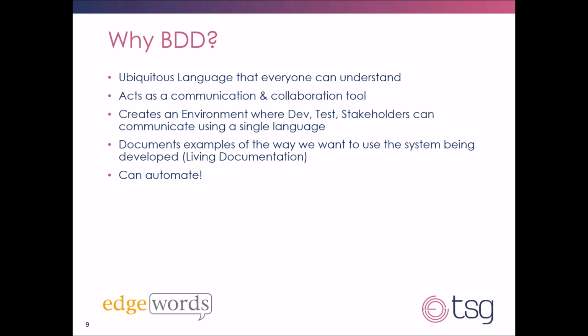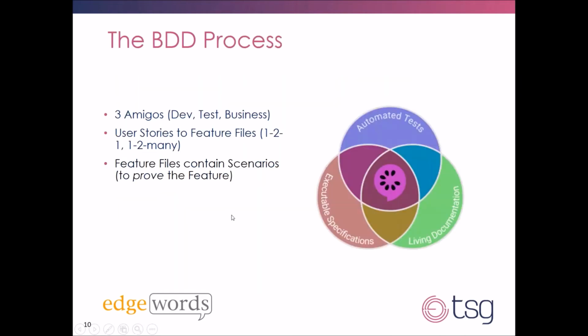Now, one of the great things about BDD is that it uses this language, which we're going to talk about in a moment, called Gherkin, which is a structured syntax, but still very natural language, English-like, very easy to understand. But because it's structured, it means we can automate it. We can associate code with it, and this is the power of BDD.